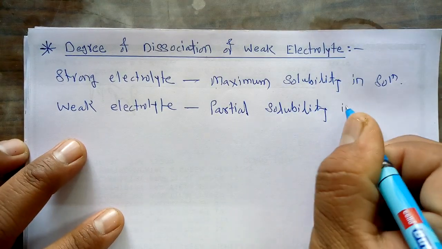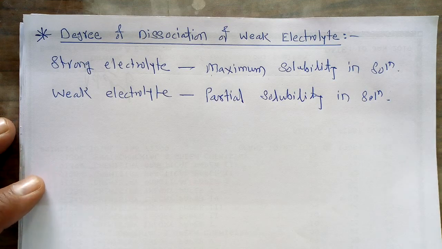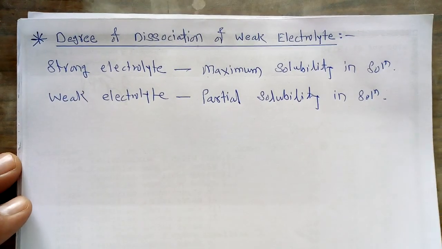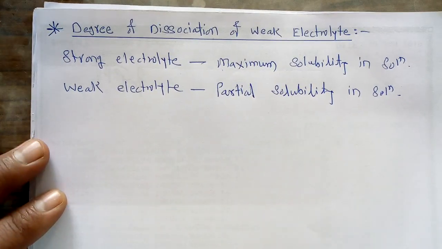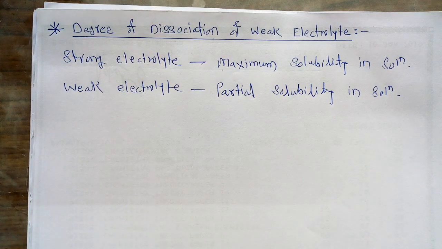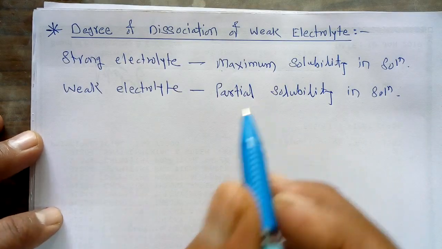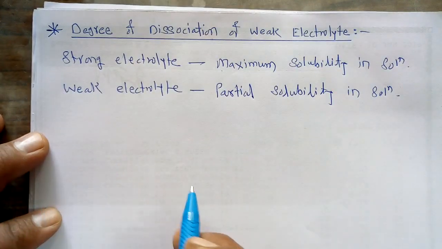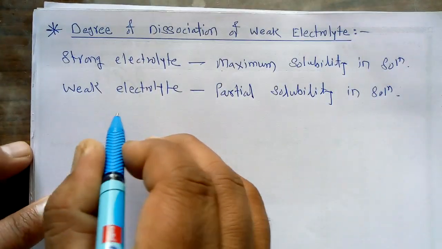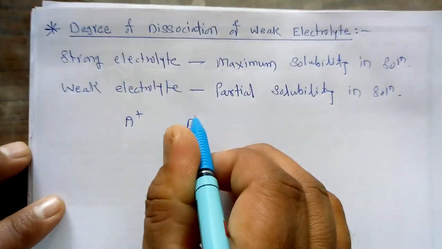Now as this weak electrolyte has partial solubility in a solution, we are interested to know the extent of solubility of this particular weak electrolyte in a solution of a given concentration. Up to which extent does it get soluble? For this purpose, we have to know its extent of solubility in a given concentration of solution. Whenever the weak electrolyte gets dissolved, it gives some cations, suppose A plus, and some anions, suppose B minus.